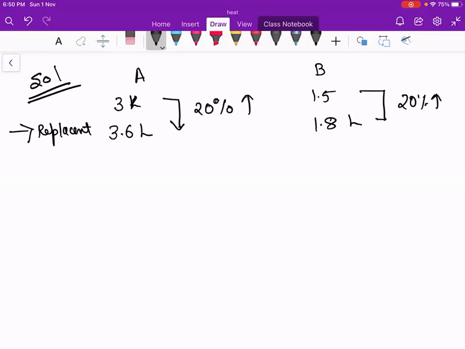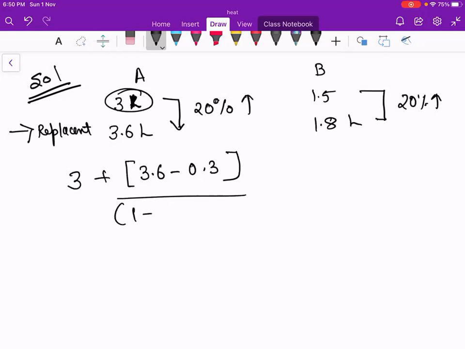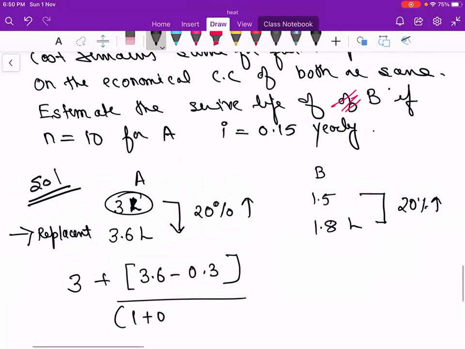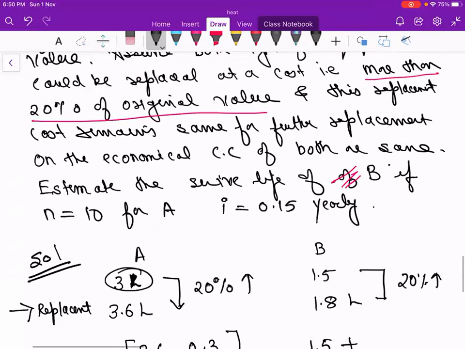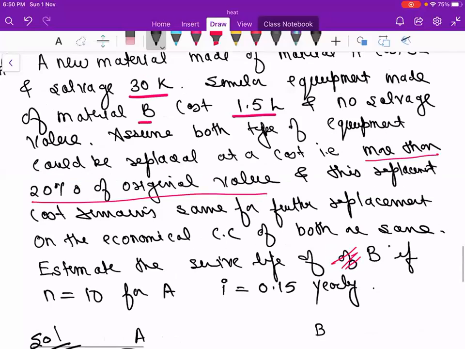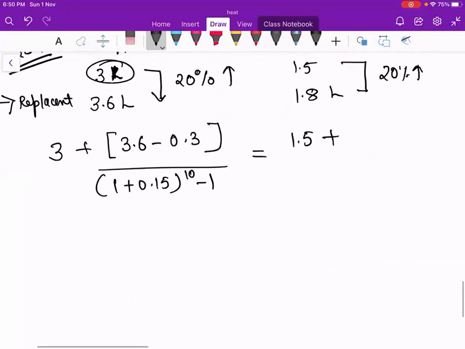Now you calculate the CC. It will be 3 lakh plus 3.6 minus 0.3. The first one is the initial cost of the equipment, then the replacement costs are changed. So it will be 3.6 minus 0.3 upon (1 plus 0.15)^10 minus 1, and here it will be 1.5 plus, for this there is no salvage value, 1.8 upon (1 plus 0.15)^n minus 1. So you have to calculate this value of n.